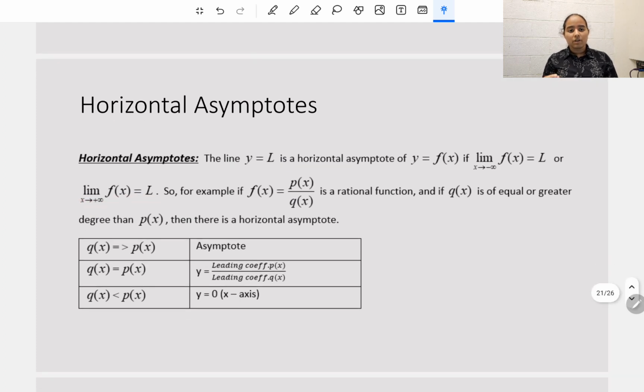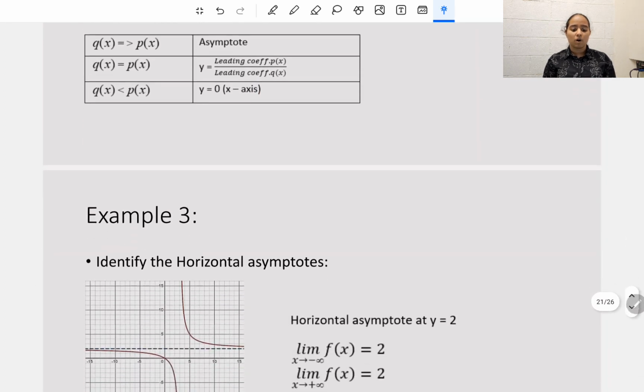In order to determine the horizontal asymptote, we need to compare the degree of p of x and the degree of q of x. If the degree of q of x is equal to the degree of p of x, then the horizontal asymptote is equal to the leading coefficient of p of x over the leading coefficient of q of x. Whereas if the degree of q of x is bigger than the degree of p of x, then the horizontal asymptote is at y equals 0, which is the x-axis.